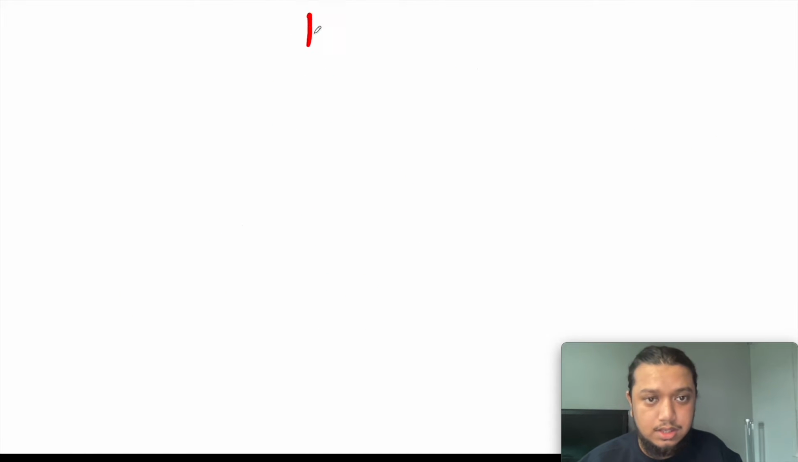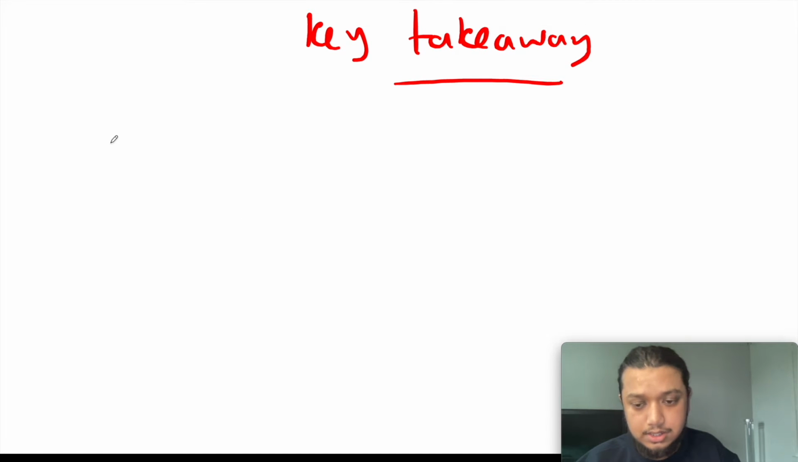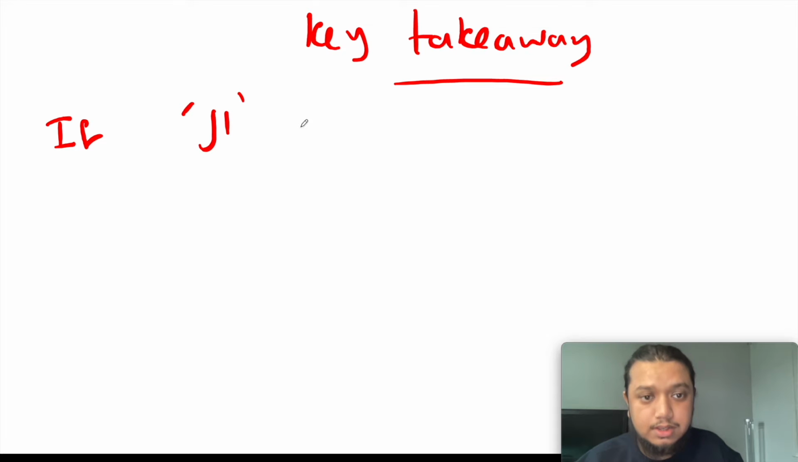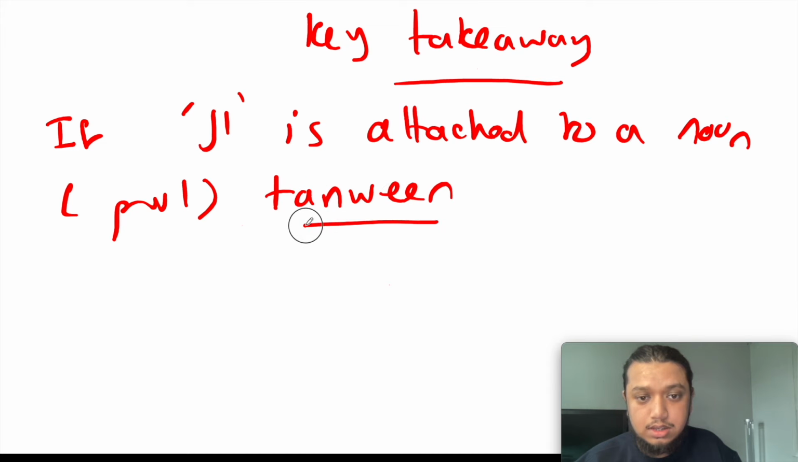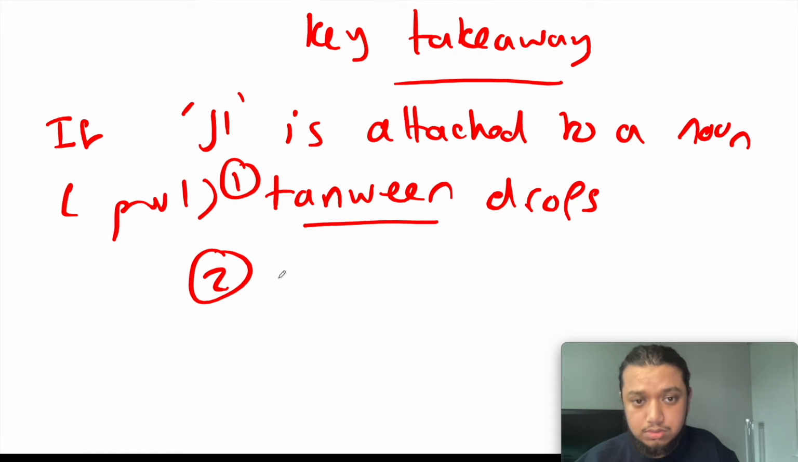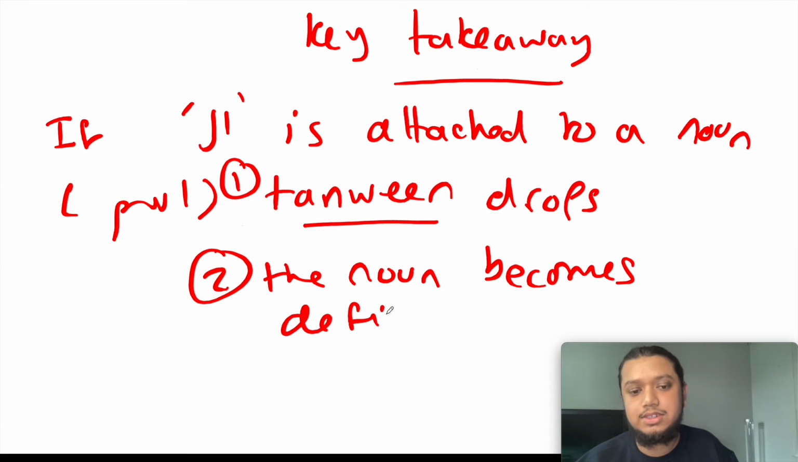So this means the key takeaway, the main thing that you should learn from this lesson is that if alif lam is attached to a noun, and remember we said that nouns are isms, one, the tanween drops. Two, the noun becomes definite.